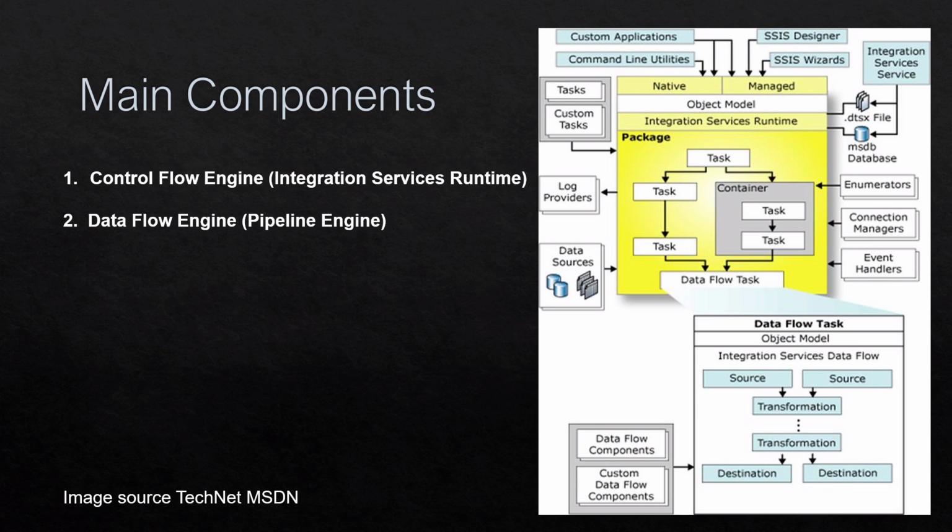Next is event handlers. Here on the right bottom, it defines actions when something happens, like on error or on warning. Then enumerators here. These are used in Foreach Loop containers, for example looping through files in a folder or rows in a record set.